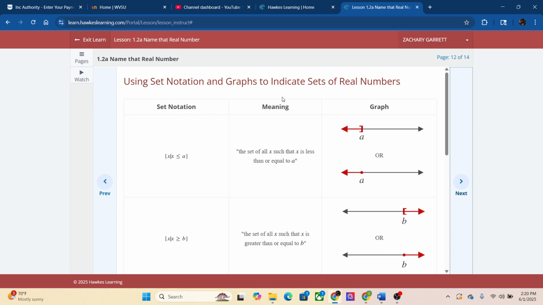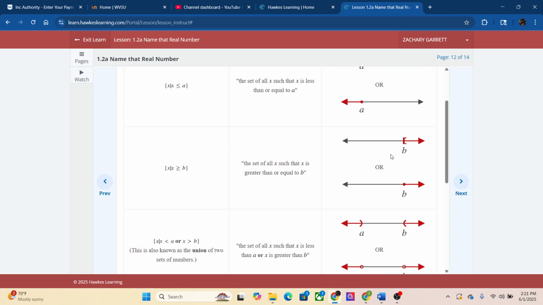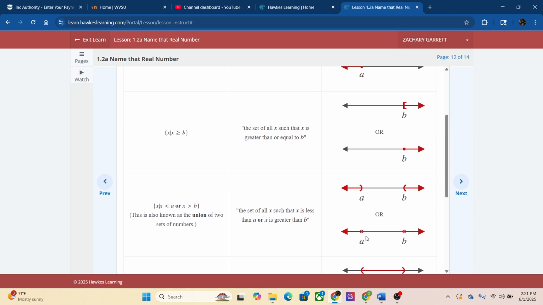Using set notation and graphs to indicate sets of real numbers. Set notation: x such that x is less than or equal to a. Here we have the graph. These are two different ways to indicate that. This is a number line demonstrating a closed interval. This is a number line demonstrating, once again, a closed interval. And here we have x such that x is greater than or equal to b. Again, the dot in the bracket like this will be a closed interval, and parentheses and an open dot here will be open intervals.